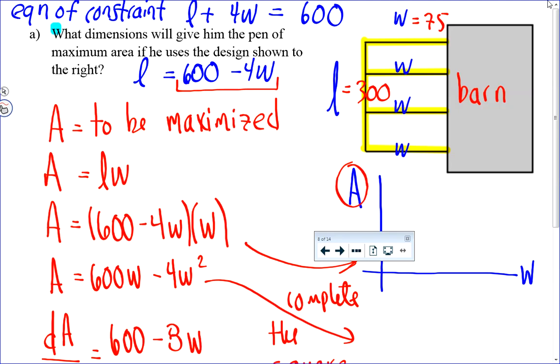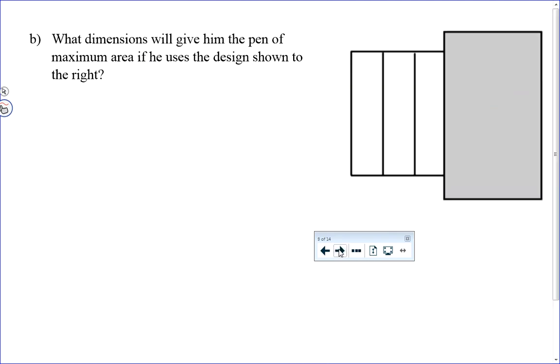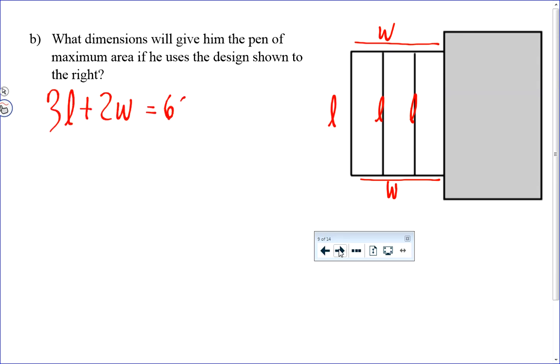Now the question, part B, is what if he designs it this way? Now this is a little bit different. Here we have an L, an L, an L, a W, and a W. The W is all the way across, which means that this time the equation of constraint is 3L plus 2W equals 600. Well, our area is length times width. Now you have to decide which variable to get rid of. And I'm not really sure that it matters.